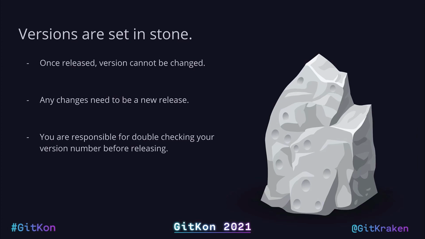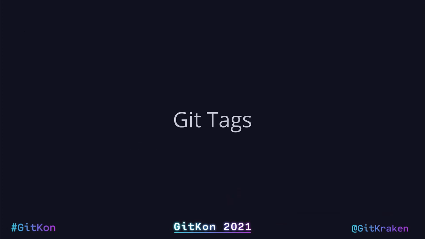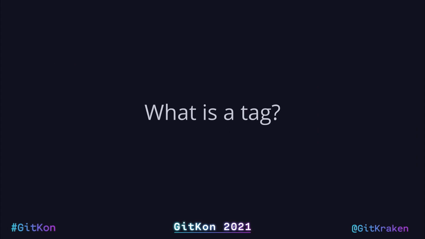But because versions are set in stone, this makes them perfect for combining with Git tags. So what's a tag? A Git tag is just a way to add a marker to a commit to signify that it's significant in some way in your code repository. And there's two different types of Git tags.